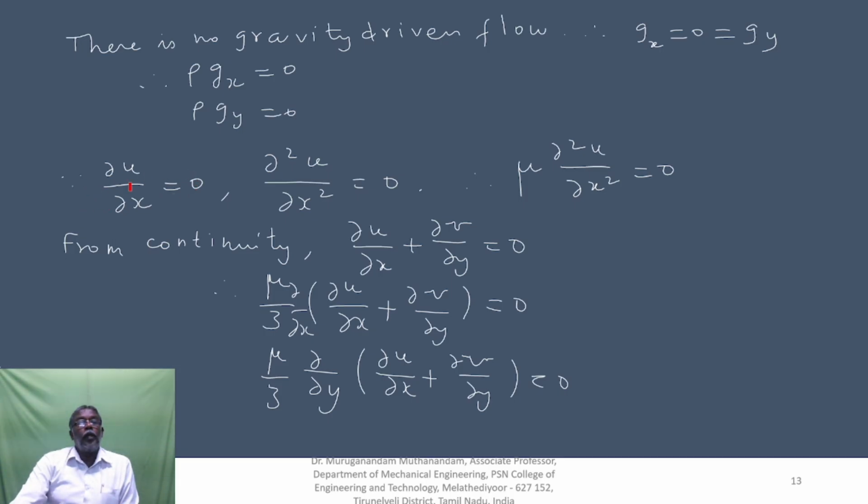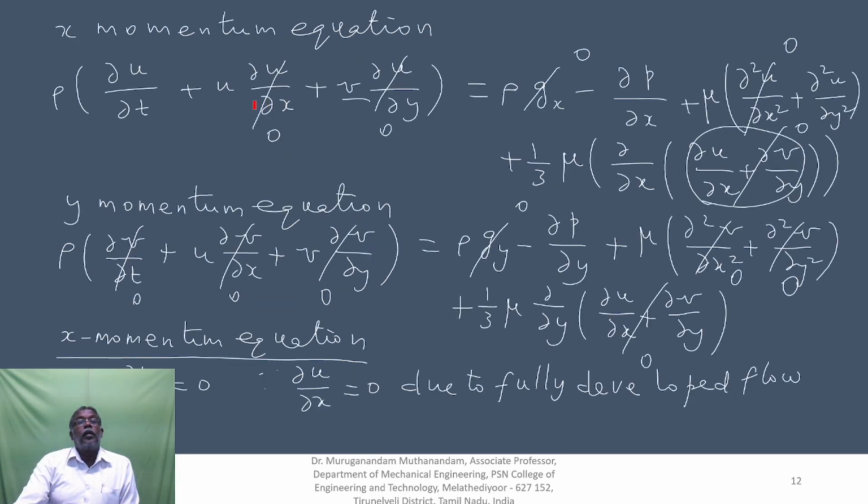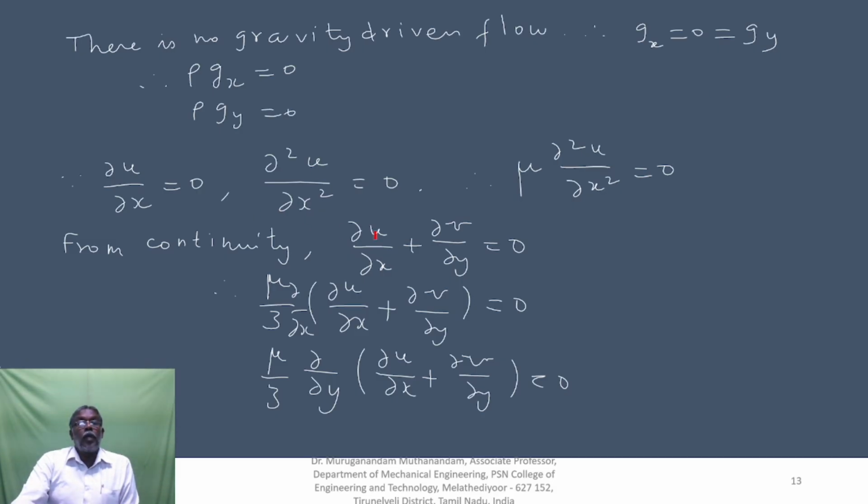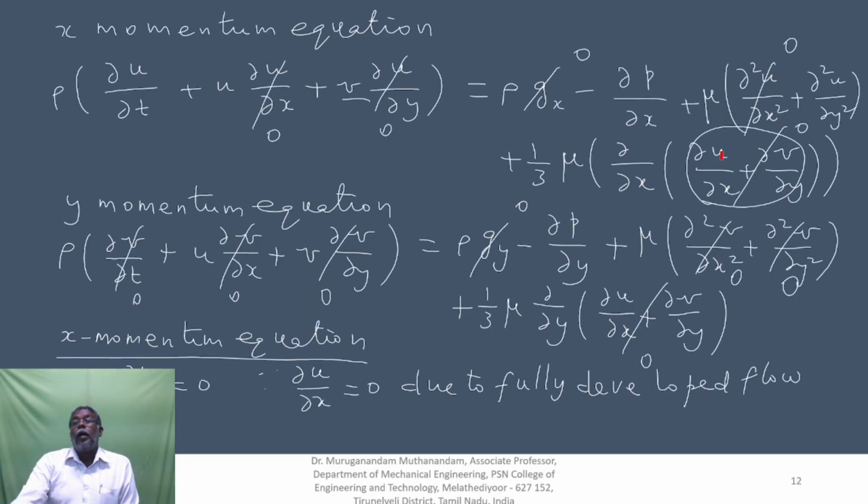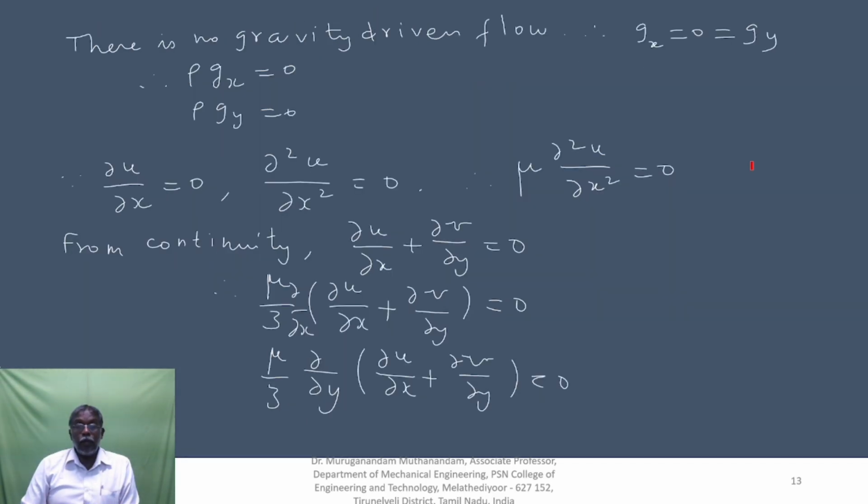Due to the fully developed flow condition, partial u upon partial x is 0. Hence, partial square u upon partial x square is also 0. Hence, the product of mu partial square u upon partial x square is equal to 0 as given here. The second term on the left hand side and third term on the right hand side of the first equation is 0. From the continuity equation, we have partial u upon partial x plus partial v upon partial y is equal to 0. That is, the last term on the right hand side of the first equation is 0 based on the continuity equation.